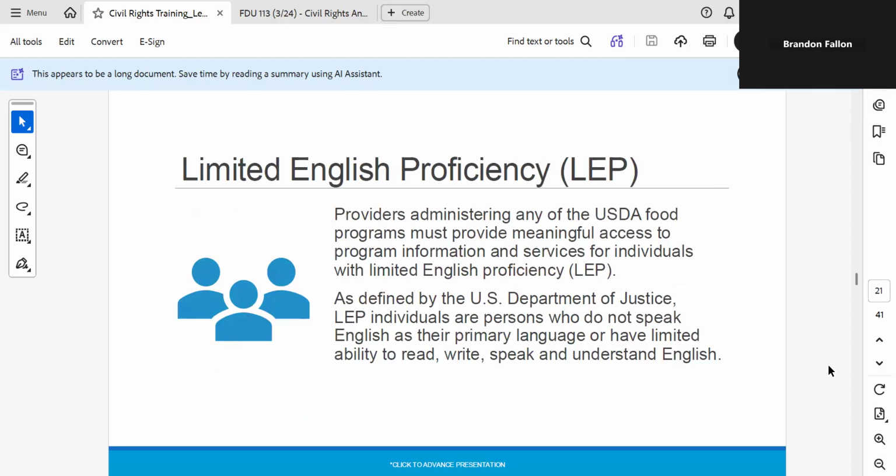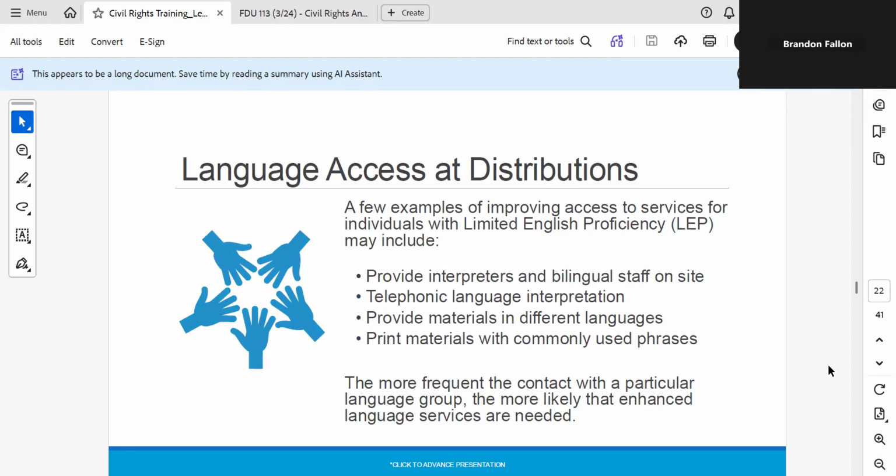Limited English proficiency. Providers administering any of the USDA food programs must provide meaningful access to programs, information, and services for individuals with limited English proficiency, as defined by the U.S. Department of Justice. Limited English proficiency individuals are persons who do not speak English as their primary language or have limited ability to read, write, speak, and understand English.